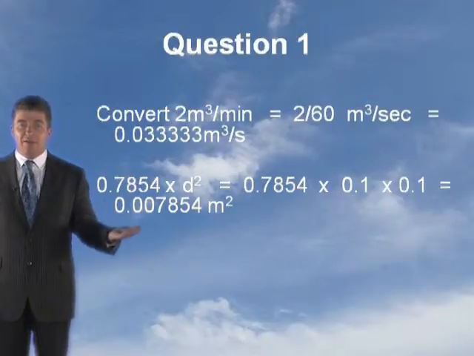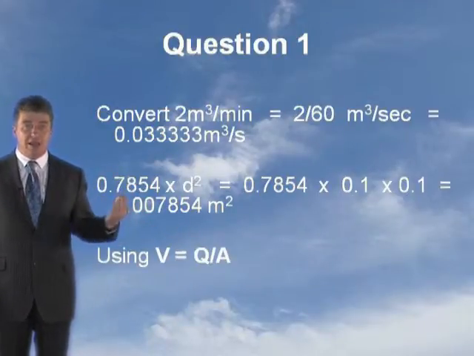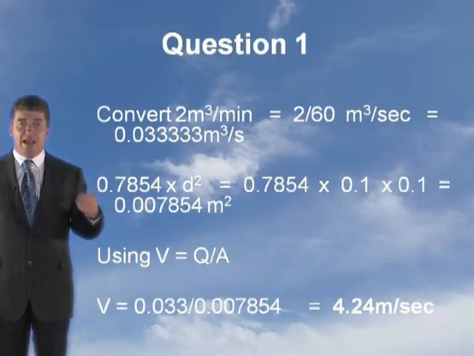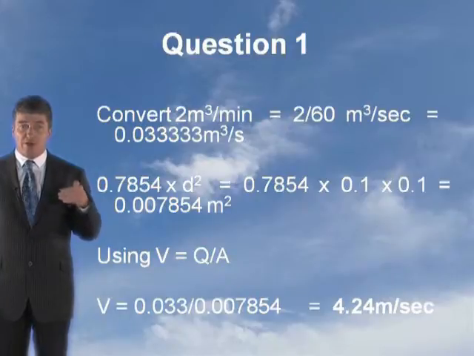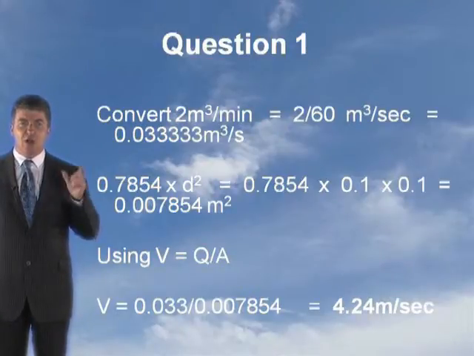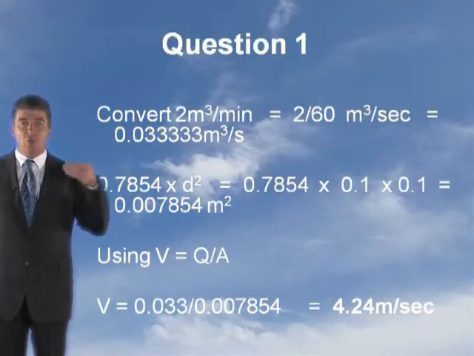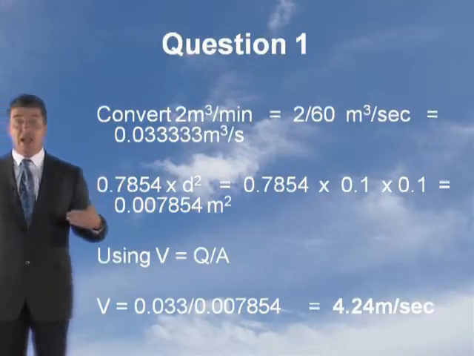So you know your Q, you know your area at the pump. Now you can work out V. So V equals Q divided by A. So V equals 0.03333 divided by 0.007854. It gives you 4.24 metres per second. That's what you need to work out. You need the velocity of the water at the pump so you can work out the velocity energy. At the pump, the velocity is 4.24 metres a second.